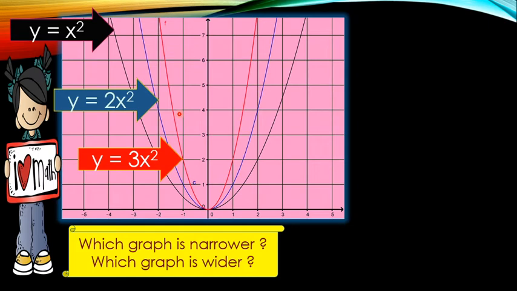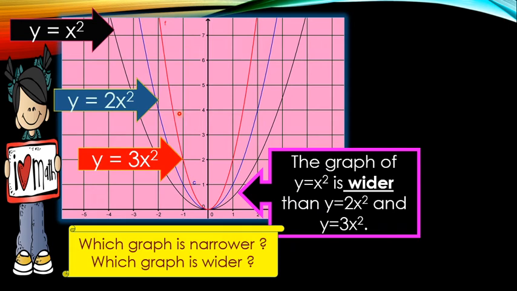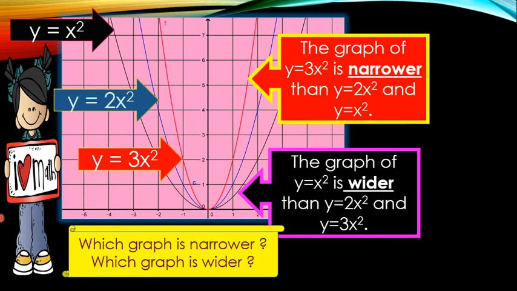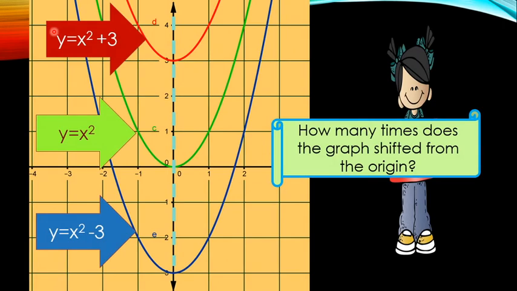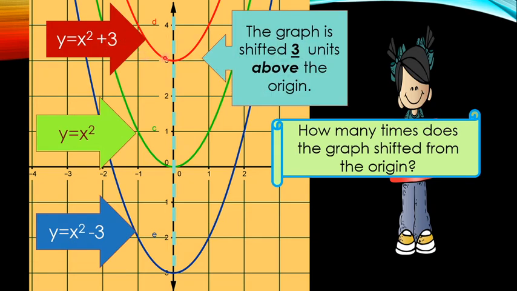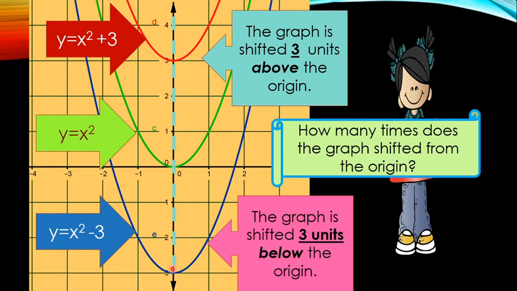So, which of these three graphs is narrower? Which graph is wider? The graph of y = x squared is wider than these two graphs. And the graph of y = 3x squared is narrower, as you can notice, than these two functions. Next, how many units does the graph shift from the origin? This graph shifted 3 units above the origin, and the other one shifted 3 units below the origin.